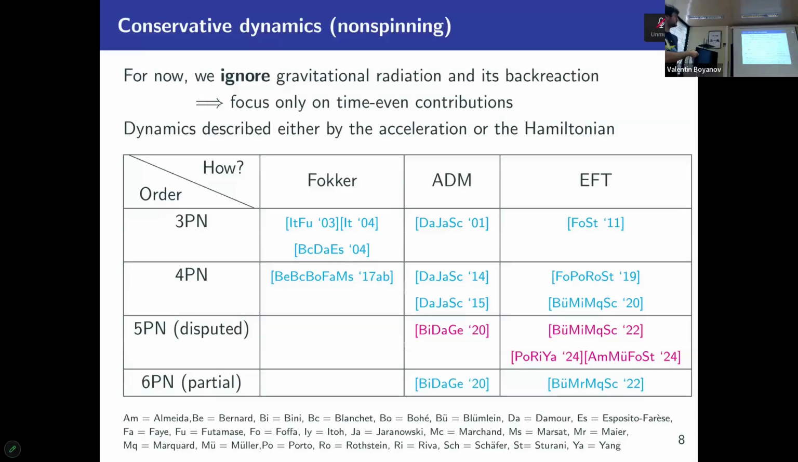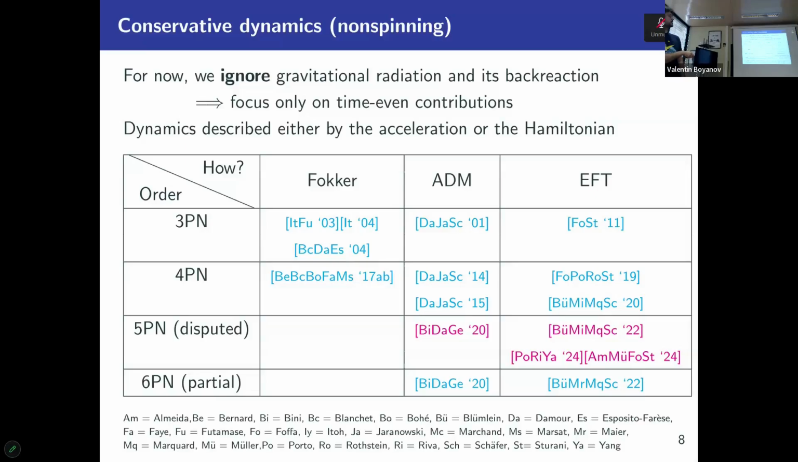So this is our group using Fokker-Lagrangian methods. You have the ADM methods of Damour, Jaranowski, and Schäfer, which also obtained them first, then us. And EFT methods have also confirmed this, effective field theory. At 5 Pn, these authors had claimed a full result, but it disagreed with the partial results of these people: Bini, Damour, Geralico, this is Blümlein, and other people, Schäfer here.